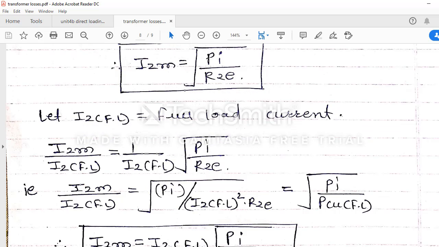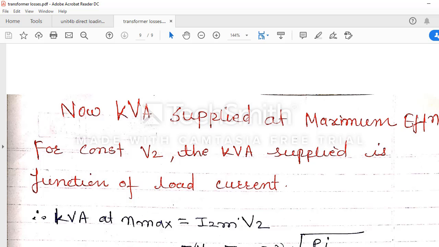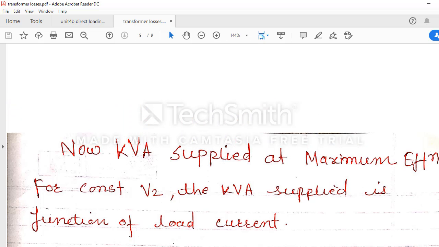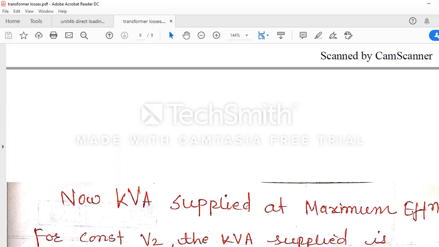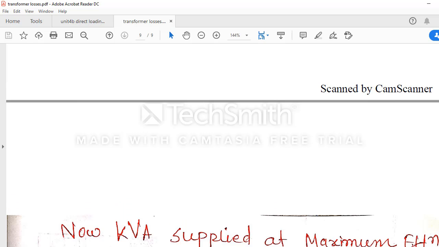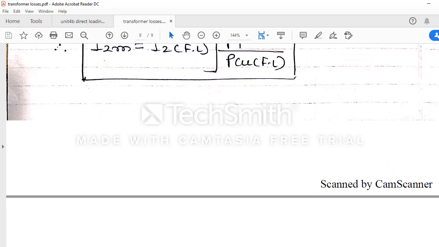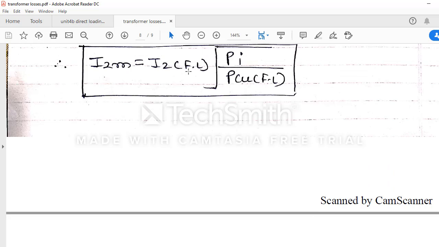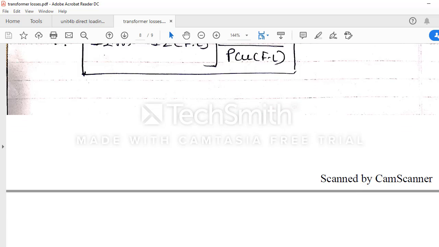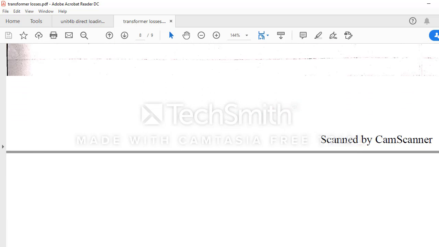So the formula for I2M in terms of full load current is I2M equal to I2 full load into the square root of Pi upon PCU. This is the formula: I2M is equal to I2 full load times the square root of Pi upon PCU full load. Now we find the kVA supplied at maximum efficiency.